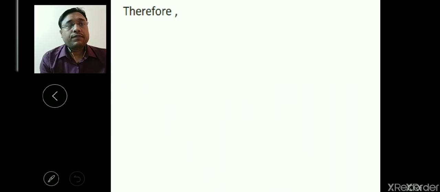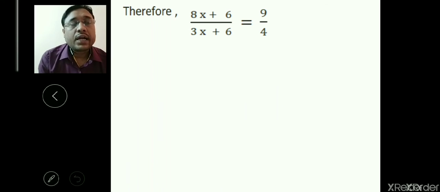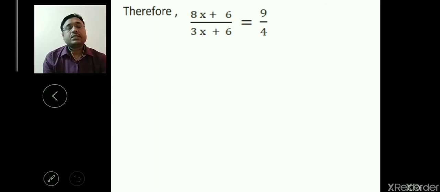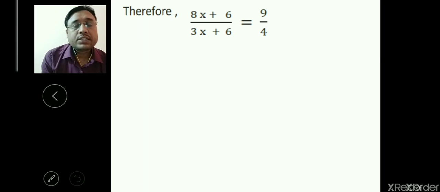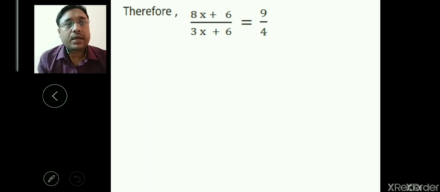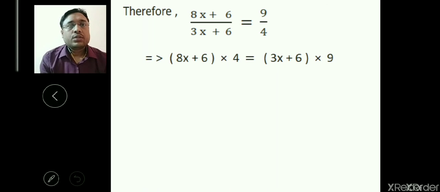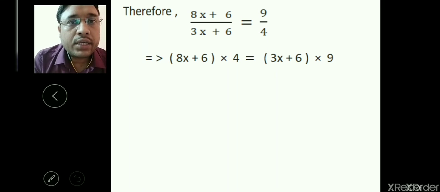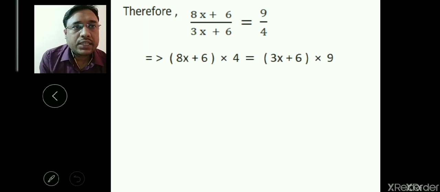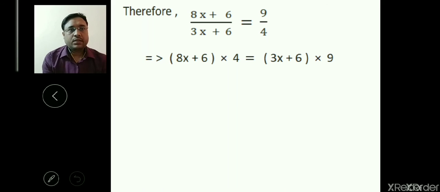Therefore we can say that 8x plus 6 by 3x plus 6 equals 9 by 4, because after 6 years the ratio is 9 is to 4. So now we will solve this equation. Cross multiplying, I am doing here: 4 into 8x plus 6 equals 3x plus 6 into 9.